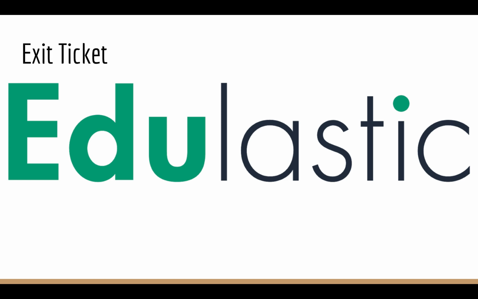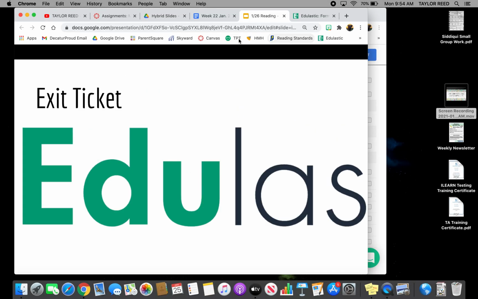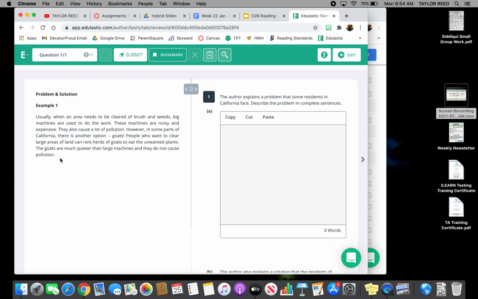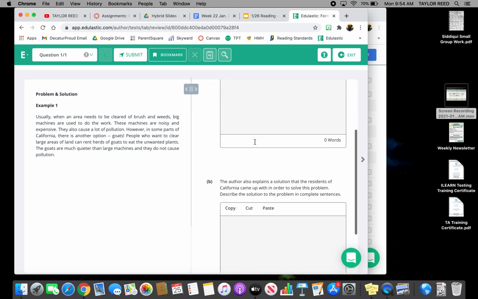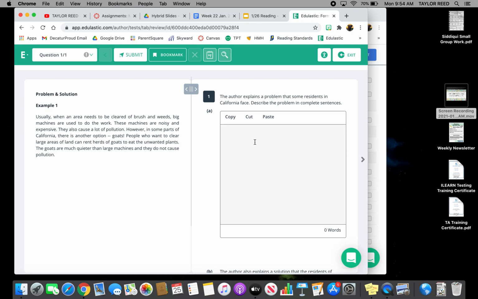So your exit ticket is going to look just like what I completed on these slides. You've got this short nonfiction text to read here. Number 1, the author explains a problem that some residents in California face. Describe the problem in complete sentences. Each of these questions, and there's only 2, but each of these questions are worth 2 points. 1 point for the correct answer, but also a point for your complete sentences. I'm not going to count off on spelling or anything like that, but I do want you to write your answer in complete sentences, use evidence from the text, and we're also kind of just putting it in our own words as well.